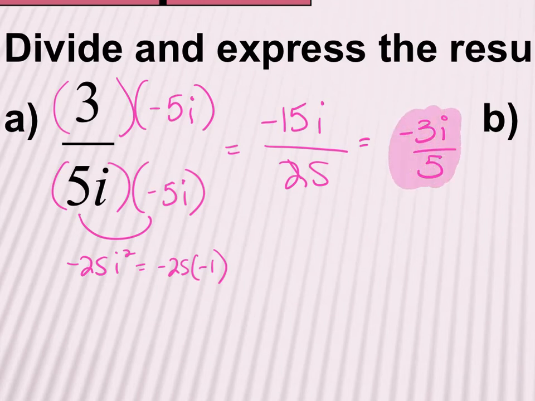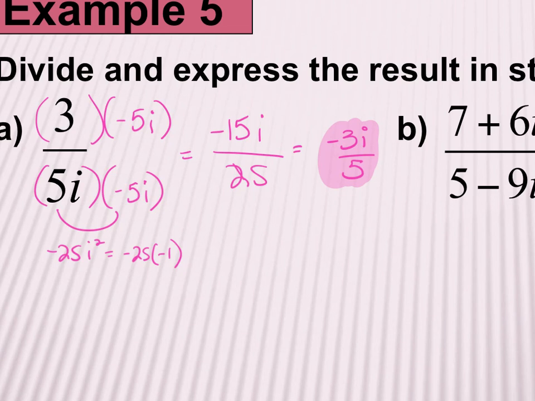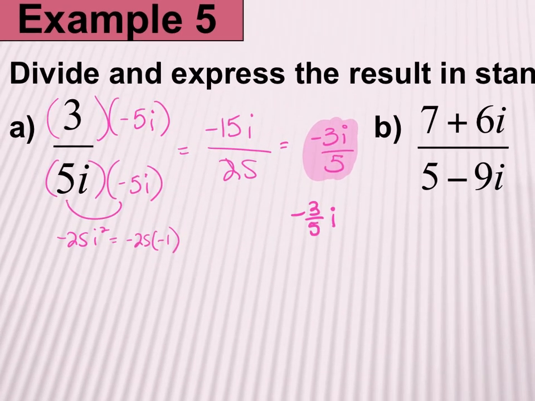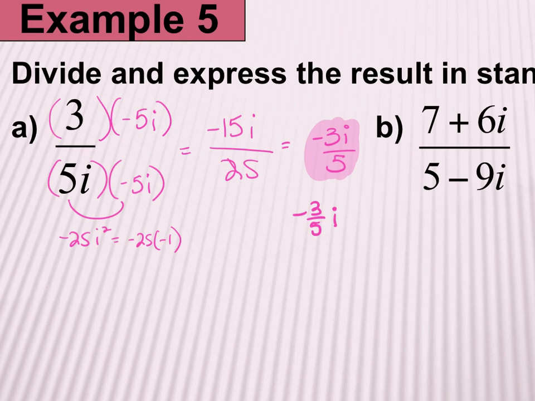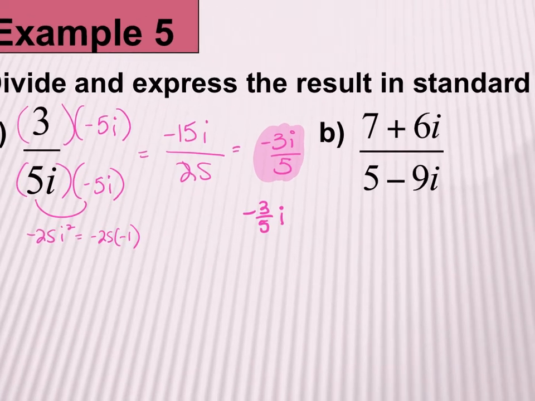Multiple choice tends to do negative 3/5 i. It's the same thing, so just realize that's the same thing. WebAssign would take either answer, but a multiple choice or standardized test usually puts the i next to it. Questions on that one? Okay, last one.